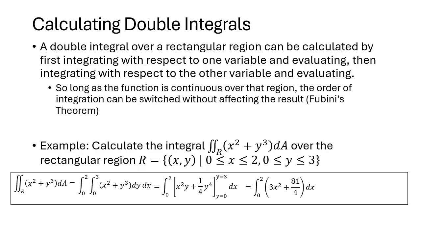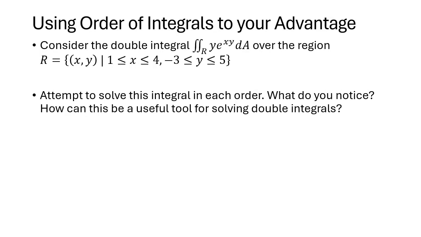And we've got the integral from 0 to 2 of that with respect to x. So integrating that, we get x cubed plus 81/4 x evaluated from x equals 0 to x equals 2. We plug in, we get 48.5. And that's all we have to do for a problem like this. That was a bit of a simple example.